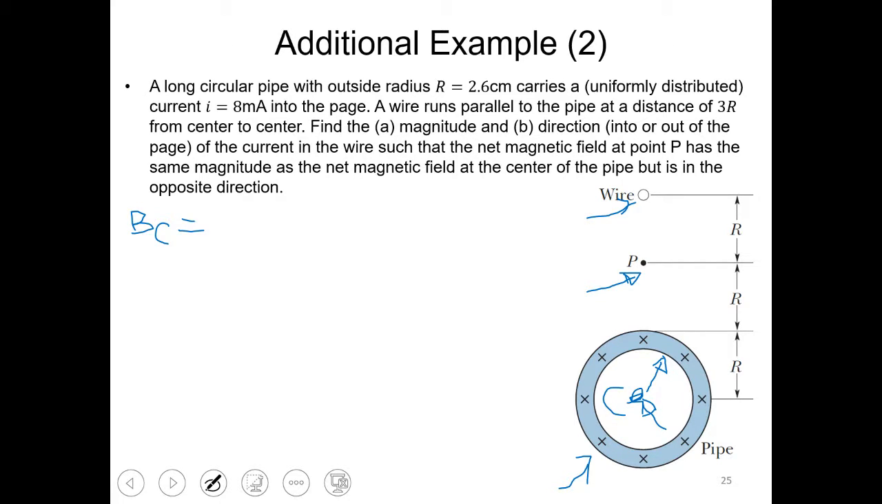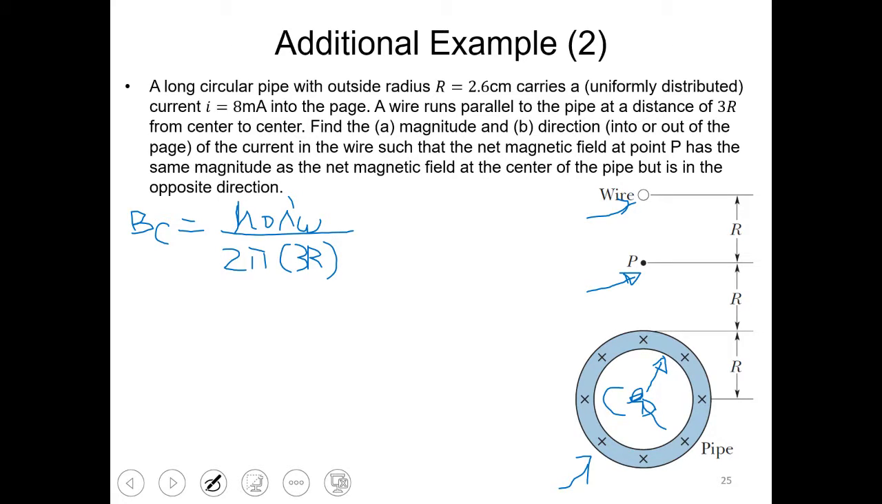B_C would be equal to mu_0 I_W over 2 pi times 3R. I_W is the current in this wire, and actually we need to calculate I_W.